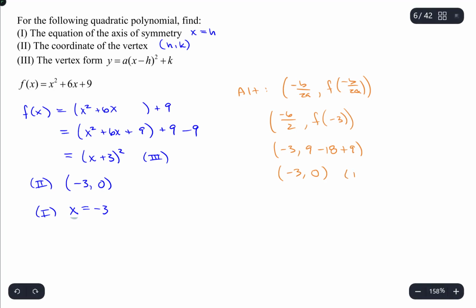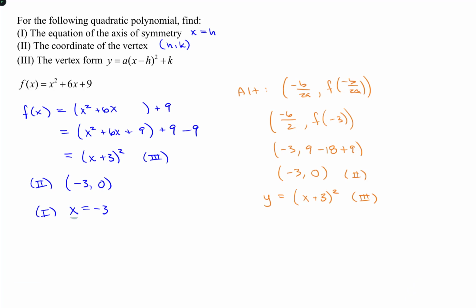So we get the same vertex, that's the answer to part 2, but then we can build out what the function should look like in vertex form. So it's going to be x minus negative 3, which becomes x plus 3 squared, and then plus 0. So then that's the answer to part 3. And then, of course, the answer to part 1 is still x equals negative 3.